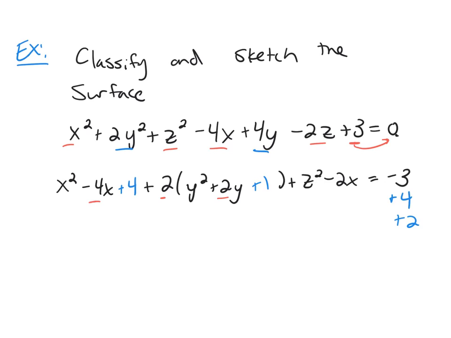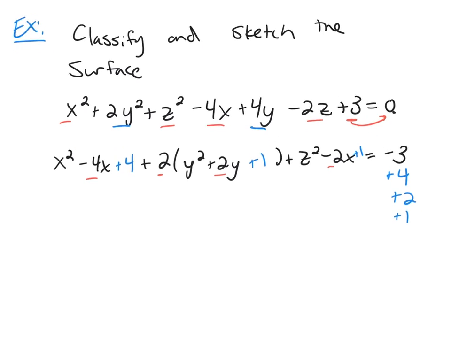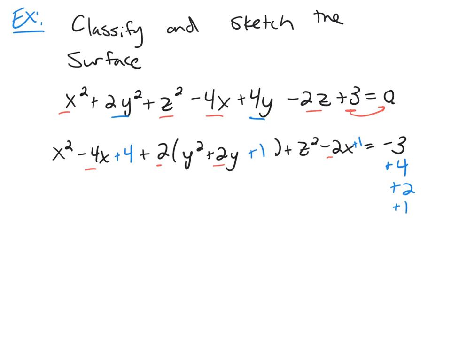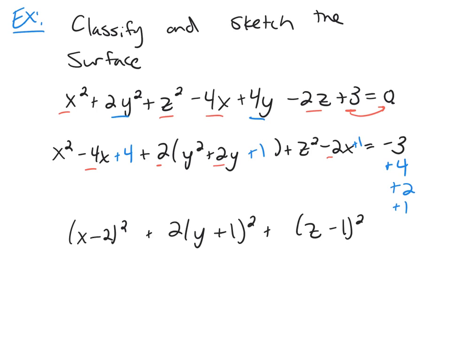And take negative 2. Half of negative 2 is negative 1. Square it, it's 1, so I need to put in a plus 1 here, and I have to add in a plus 1 on the other side. So now we can factor these. X minus 2 squared, 2 times y plus 1 squared, and z minus 1 squared equals, if you add all those up, you'll get 4.